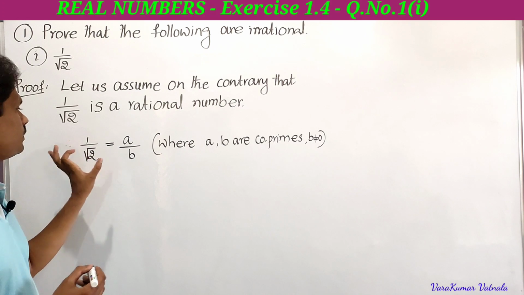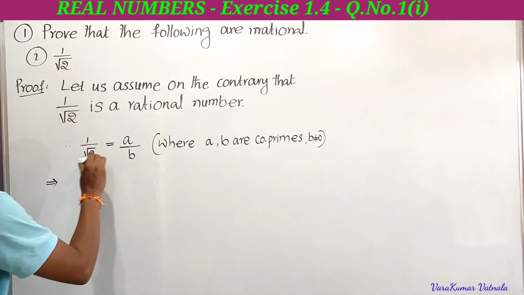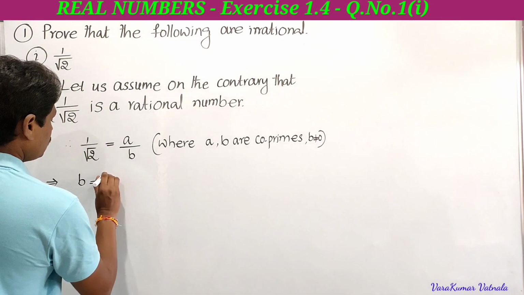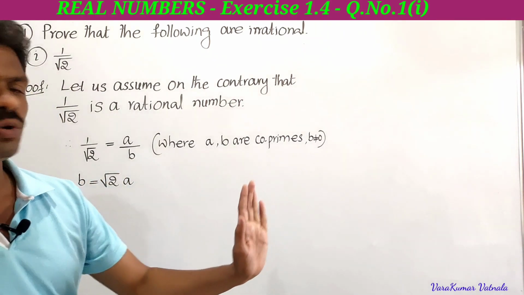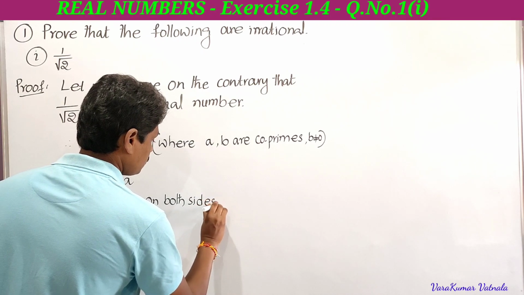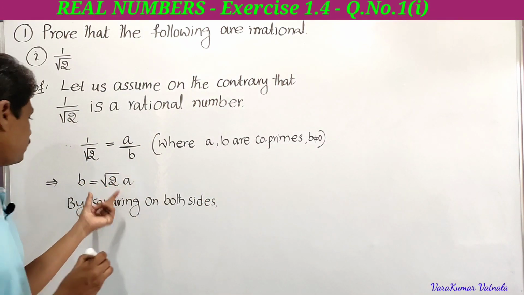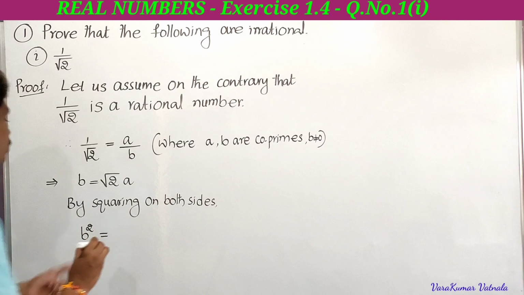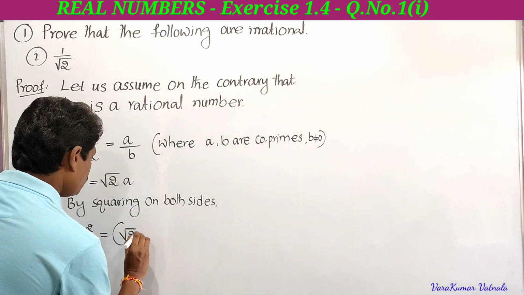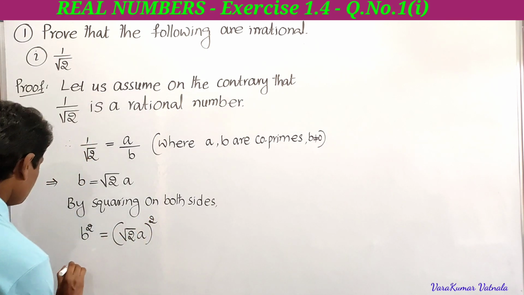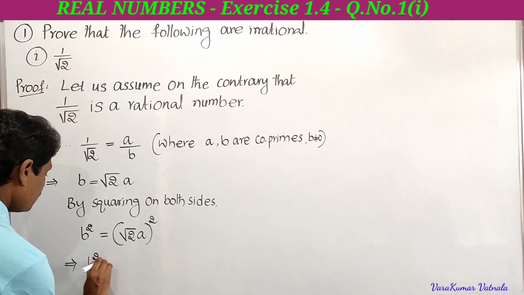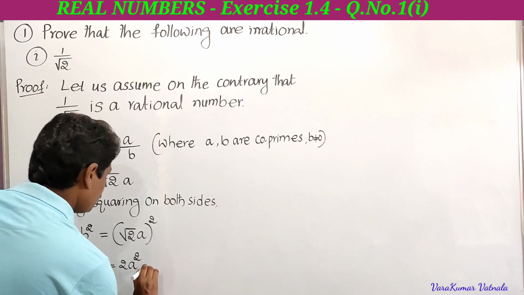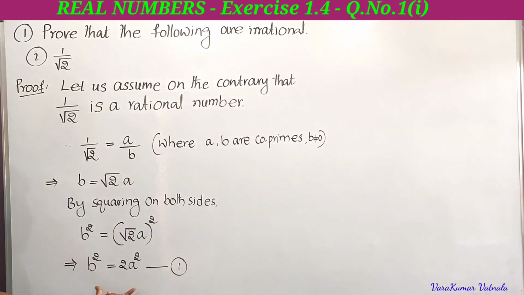By cross multiplication, 1 into b is equal to root 2 into a. That is, b is equal to root 2 into a. By squaring on both sides, on the left side we have b square, and on the right side we have root 2a whole square. Root 2 square is 2, so b square is equal to 2a square. Let it be equation number 1.